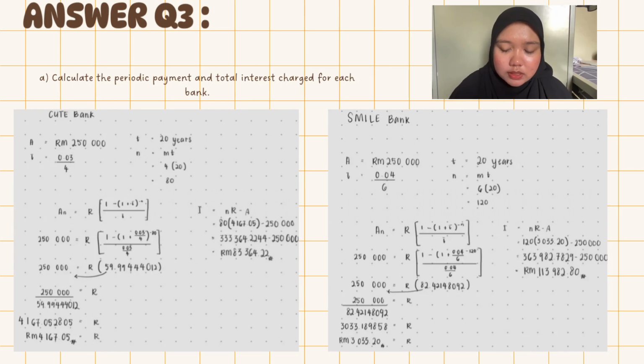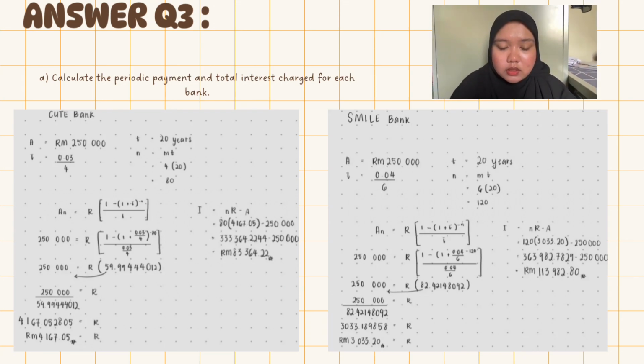And we're gonna use that answer to calculate another formula, which is I equals to NR minus A, and we use 80 in bracket 4167.05 minus 250000, and we get the final answer, which is RM 83364.22.